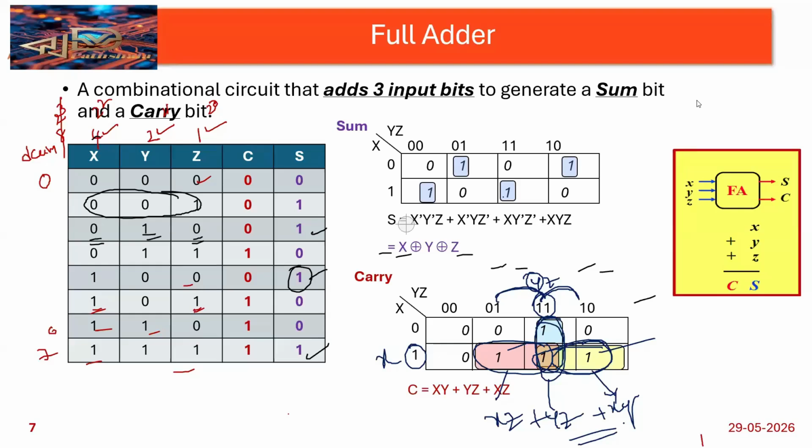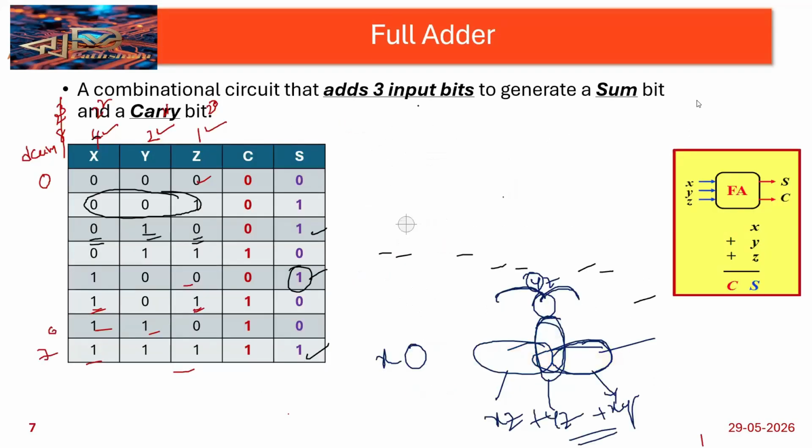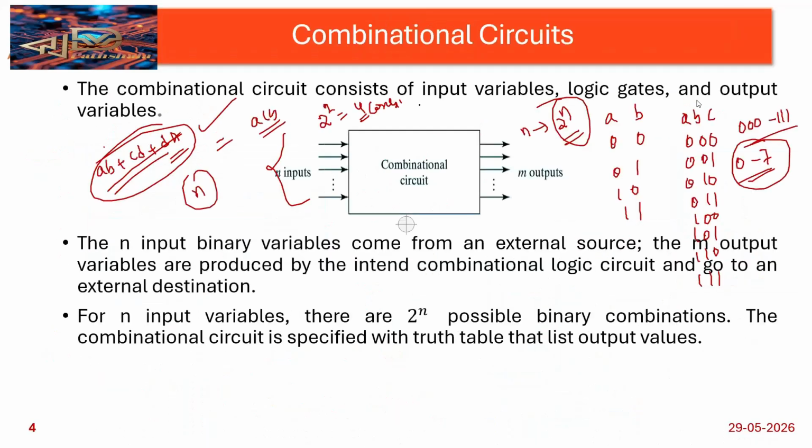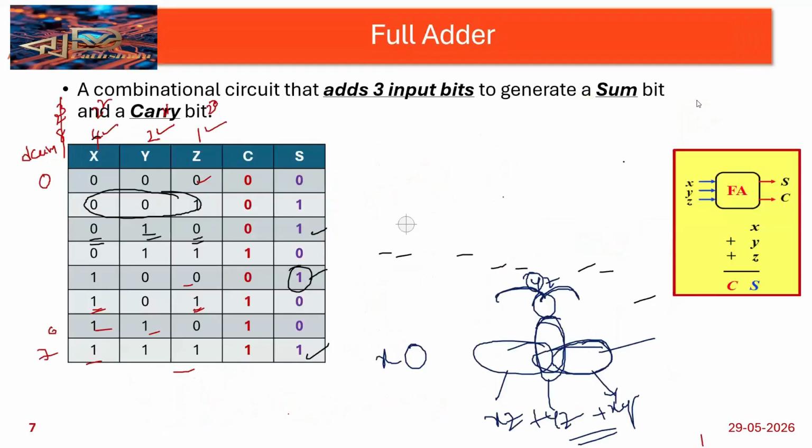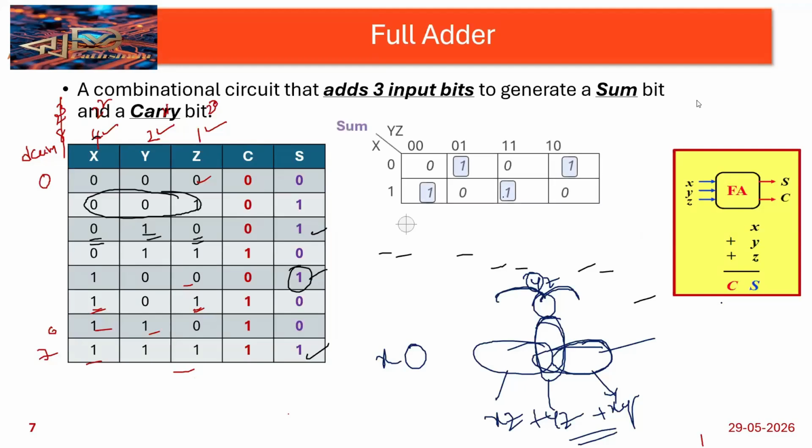A full adder has three inputs, that is the default. So if you consider a full adder, we need to consider three inputs. If you consider a half adder, we need two inputs only. Based on the circuit diagram we need to consider the number of inputs and the number of outputs. So if you design a full adder, we need to consider three inputs and two outputs, that is sum and carry. Clear? Yes.